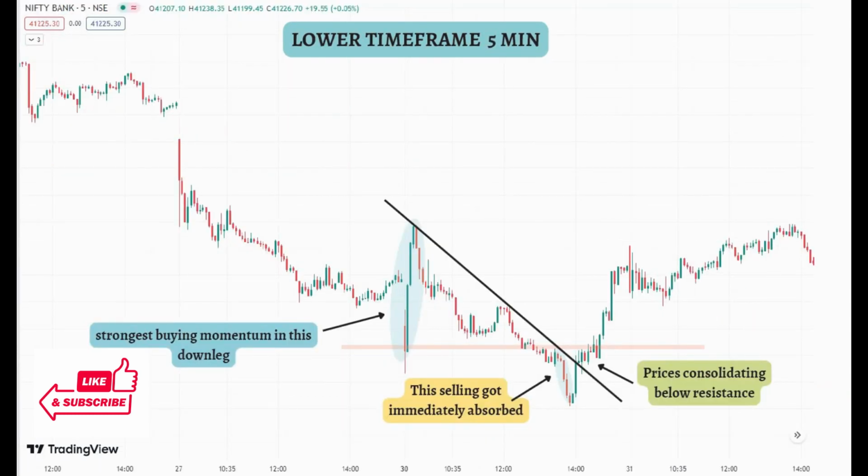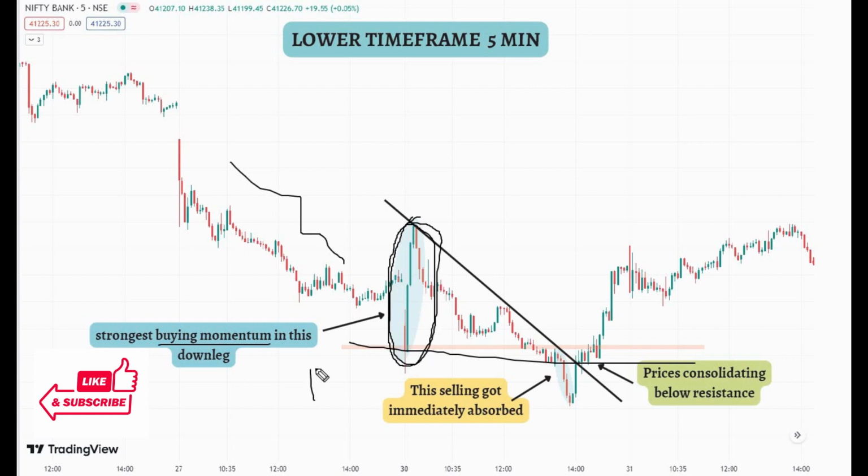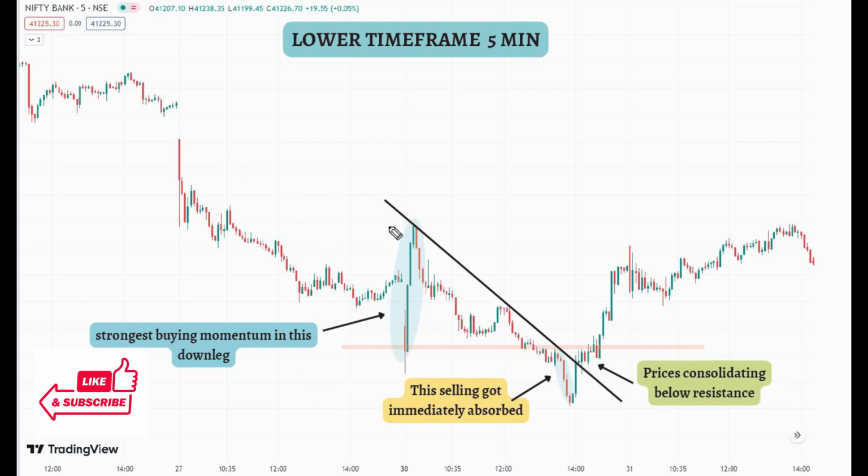See, from here we saw sharp buying momentum, the strongest buying momentum in this down leg, indicating the presence of heavy bullish pressure. Demand is very aggressive at this price level. Okay, now what happened? Again prices sold off and eventually broke this level, indicating that bulls have given up and prices will now move towards the downside aggressively. But what happened? This selling pressure got immediately absorbed by strong bullish pressure. Demand is still very aggressive in the market.